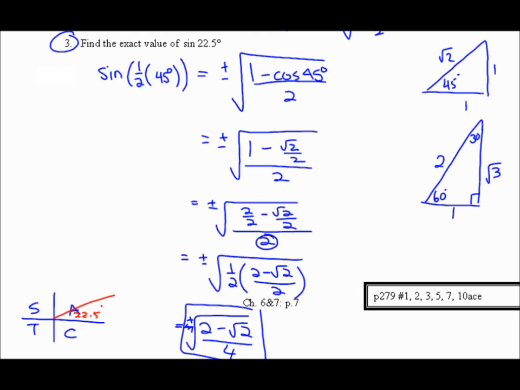Give me the actual ratio. Yeah, it's the ratio. The y value.